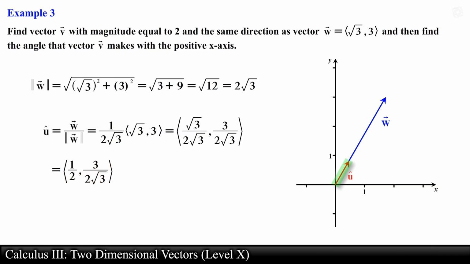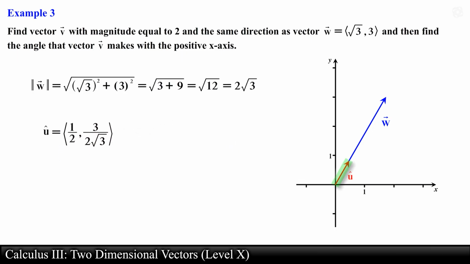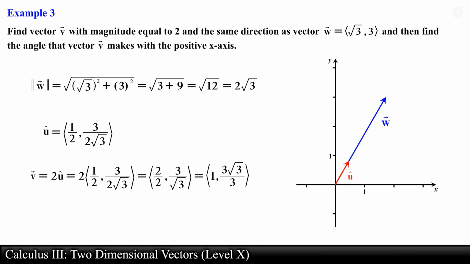Next, we go ahead and take this unit vector and scale it by a factor of 2 to obtain vector v, which will have the same direction as vector w, but will have a magnitude equal to 2. Simplifying the expressions, we obtain 1 and the square root of 3 for the x and y components, respectively.